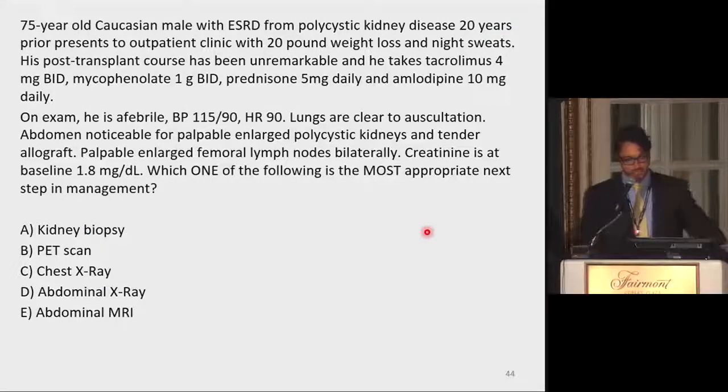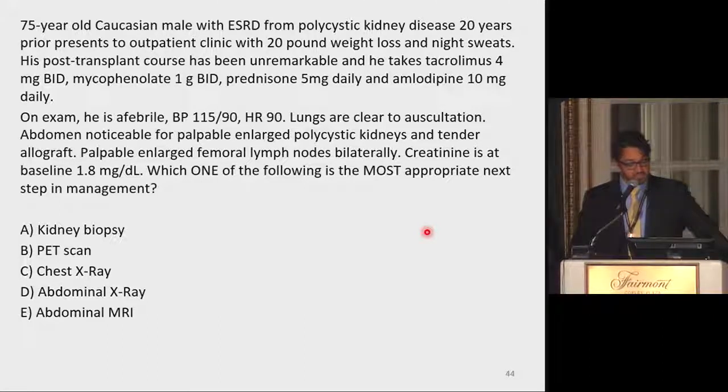Okay, one more question. We have a 75-year-old Caucasian male with polycystic kidney disease who got a kidney transplant 20 years before. He was doing fantastic, but suddenly in the past few months, he started losing weight and having night sweats. He is currently on triple immune suppression: tacrolimus 4 twice a day, mycophenolate 1 gram twice a day, prednisone 5, and amlodipine 10 milligrams. So for someone who didn't have a lot of complications, this is quite a high level of immune suppression, as Dr. Azi just showed you.